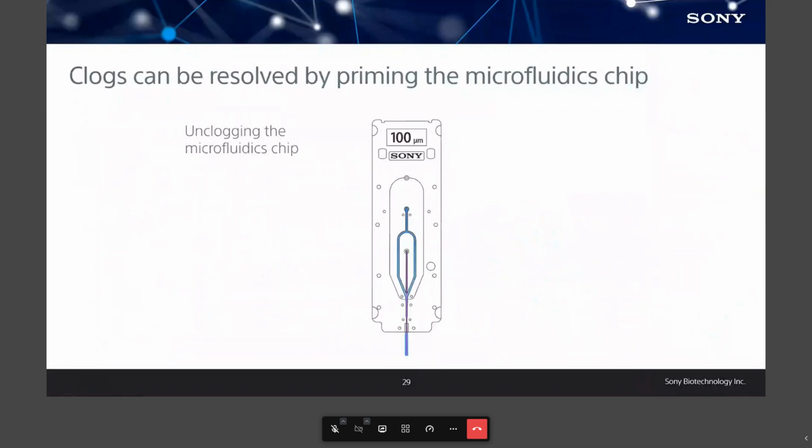And this all happens at the click of a button in the software. You do not need to take the chip out of the instrument. And again, you've minimized your downtime and you've allowed the user to resolve their own issue so that you don't need to get involved and things can resume running smoothly.